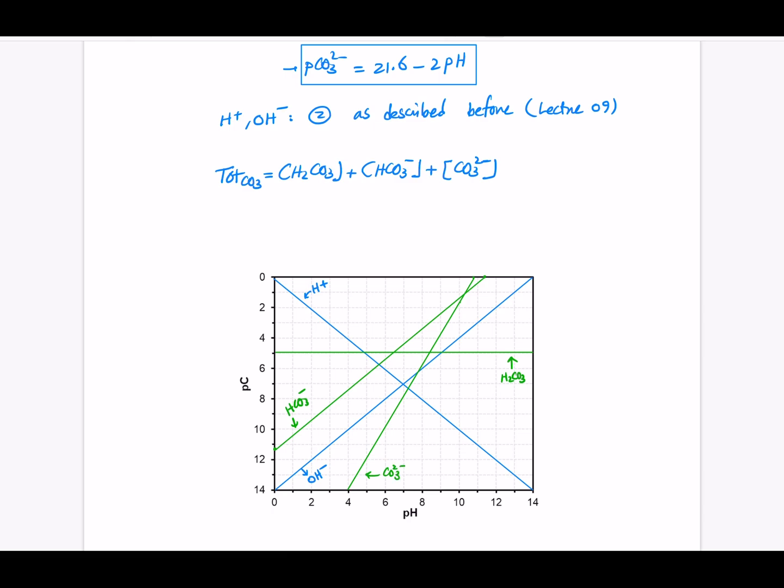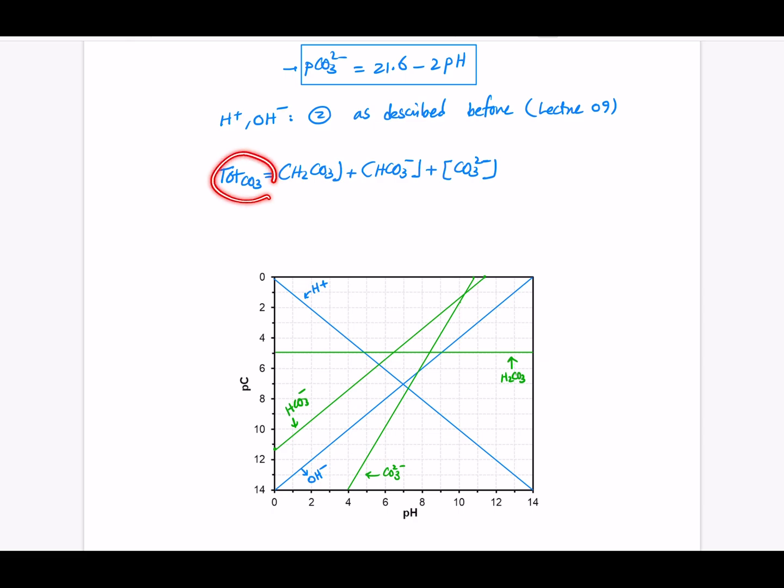CO3 2 minus. So now these are all the lines representing the system. At any pH, you can predict the species concentrations. For example, at pH 8, I know this is the concentration of H+, this is the concentration of OH-, this is the concentration of carbonate, H2CO3, and bicarbonate. As always, for an open system, this is constant, it's not pH dependent.